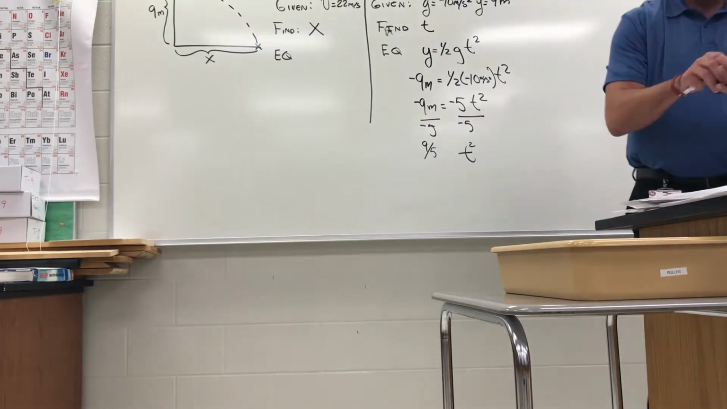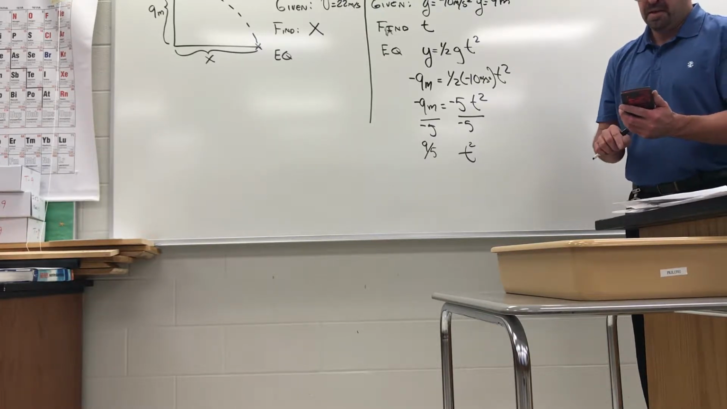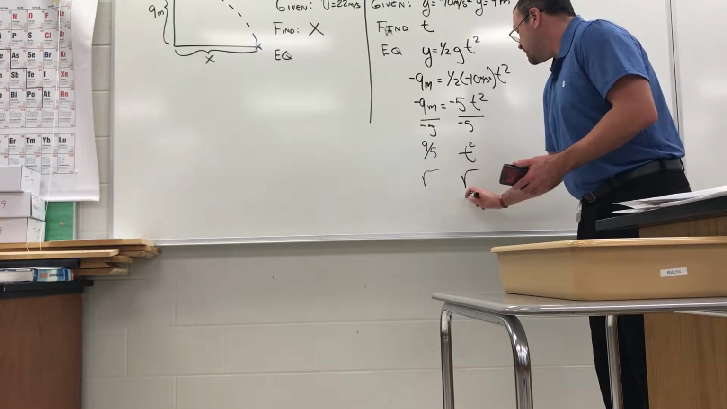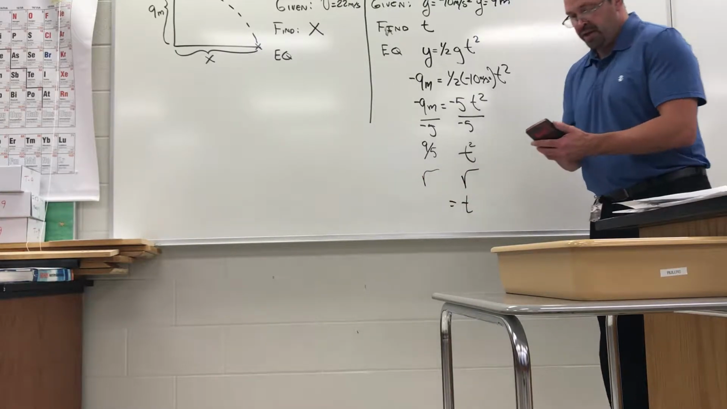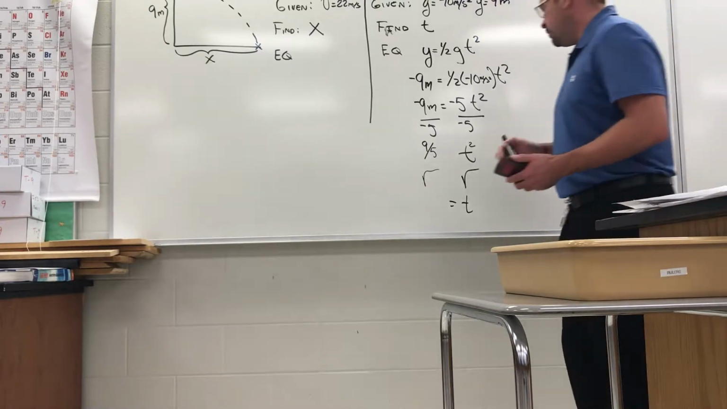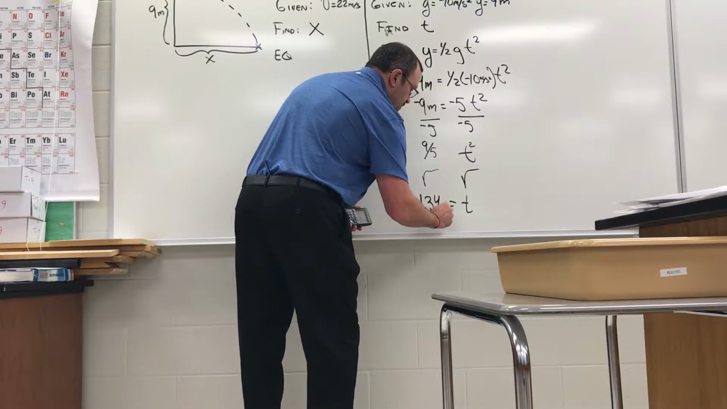We'll find that out in a decimal. 9 divided by 5 is 1.8. And then I'm going to take the square root on both sides to get t. The square root of 1.8 is 1.34 seconds.